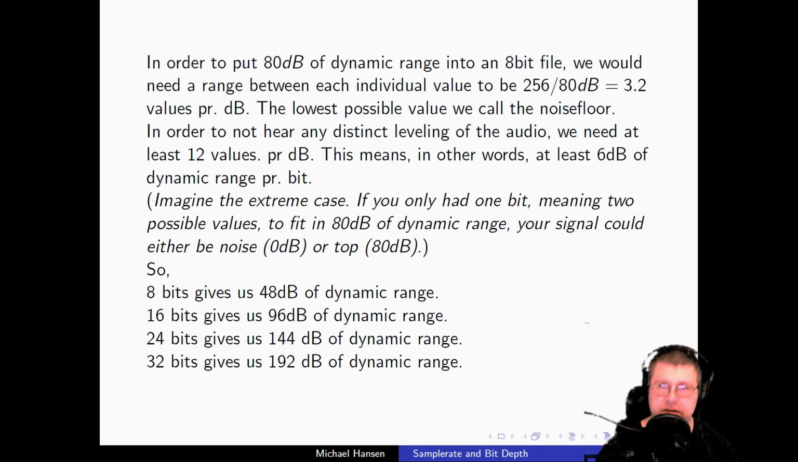So let's look at the calculation once again. 8 bits would give us around 48 decibels of dynamic range. Not enough. 16 bits would give us 96 decibels of dynamic range. 24 bits would give us 144 decibels of dynamic range. And finally, 32 bits gives us 192 decibels of dynamic range. So, 16 bits, 96. Sounds good, right?